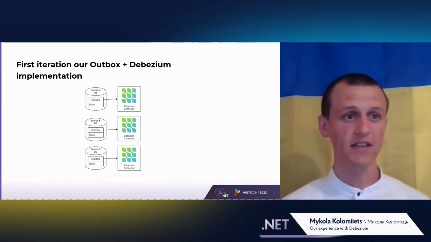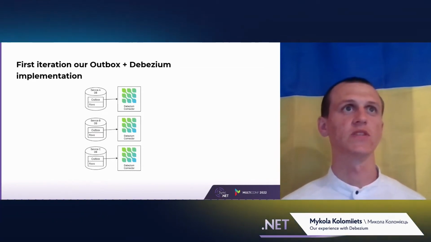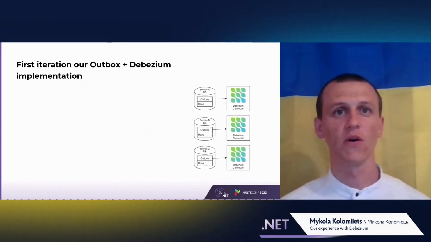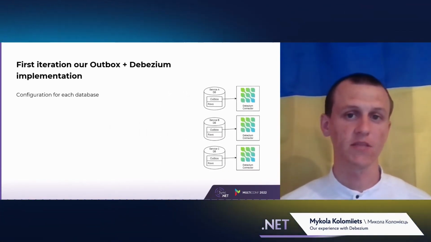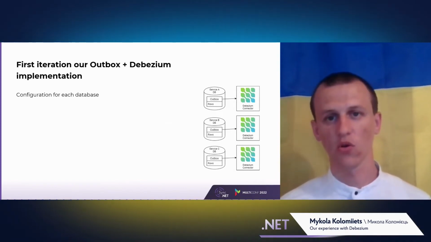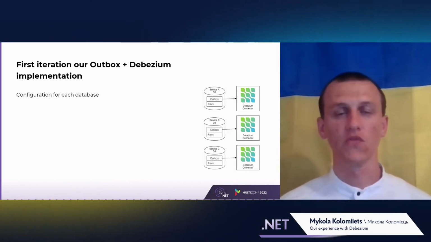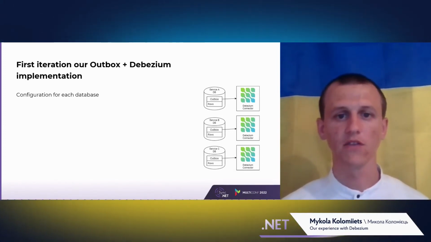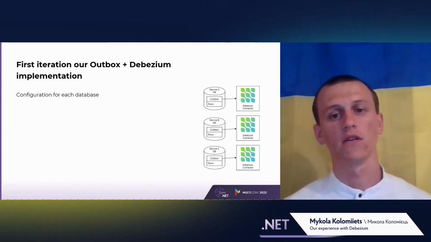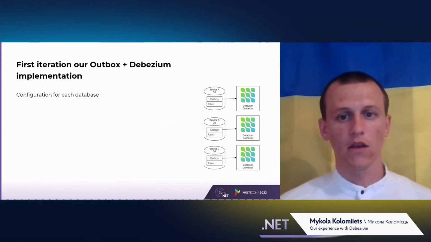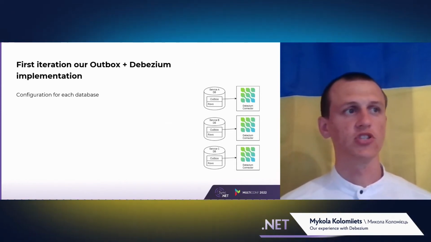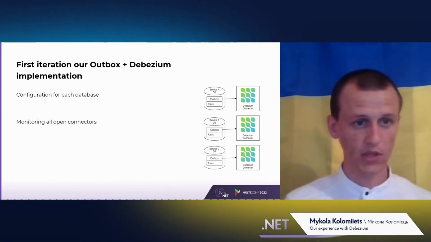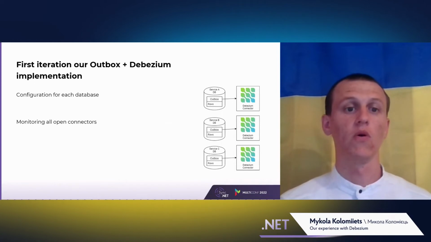And after we did that, we faced new issues, new problems. The first of them is the configuration for each database. We need to maintain all the JSONs to configure the connectors. We need to create a new one if we add a new service. We need to update all the JSONs if we change, for example, the template of the topics, etc. Also, monitoring all open connectors.